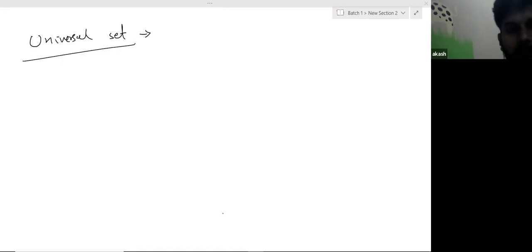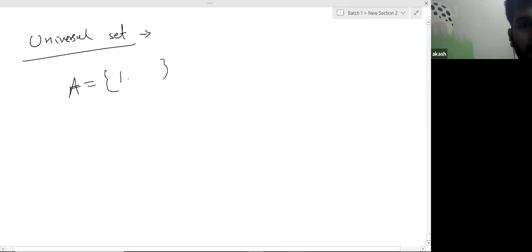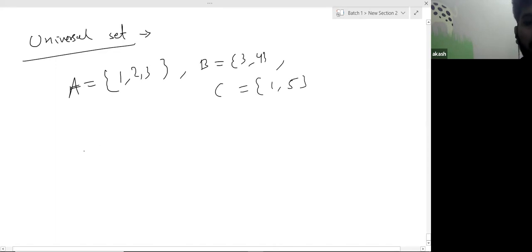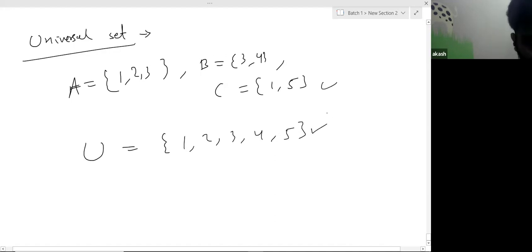What this means is, universal set doesn't mean all the elements of the universe. In a specific question, all the elements in the given sets together are called the universal set. In a given question, not everywhere. Suppose a set A has elements 1, 2, 3, B has 3, 4, and C has 1, 5. Then the universal set is represented by U. U will have 1, 2, 3, 4, 5. In this case, all the elements we are talking about should be in here.